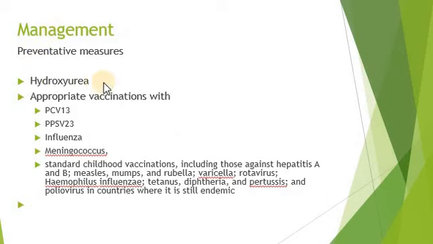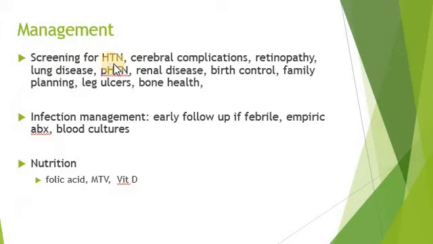Preventive measures: hydroxyurea is used. Aggressive vaccination should be considered, like for influenza, meningococcus, hepatitis A, B, measles, rubella, varicella, rotavirus, tetanus, diphtheria, pertussis, poliovirus, etc. Other comorbidities should be screened, like hypertension, cerebral complications, retinopathy, lung disease. All these should be properly managed. Leg ulcer and bone health should be carefully evaluated. Folic acid supplement should be continued with vitamin D.